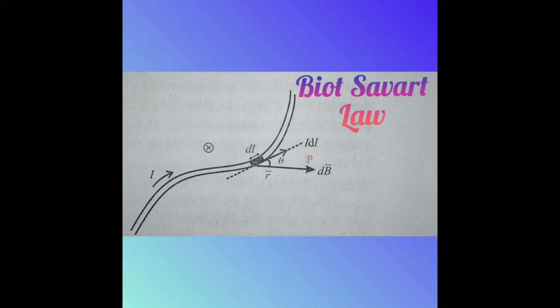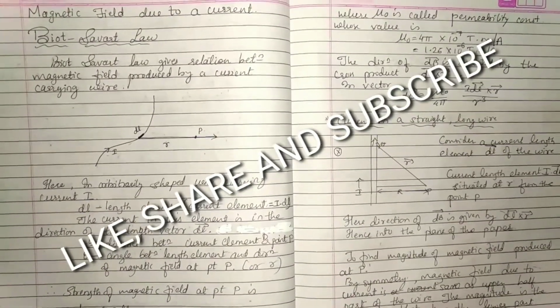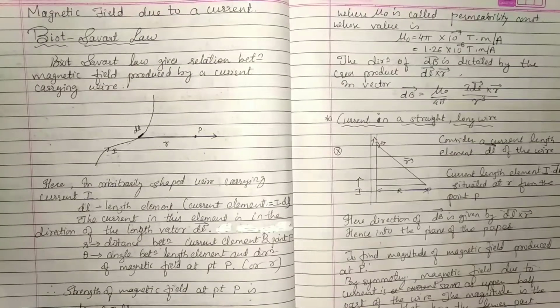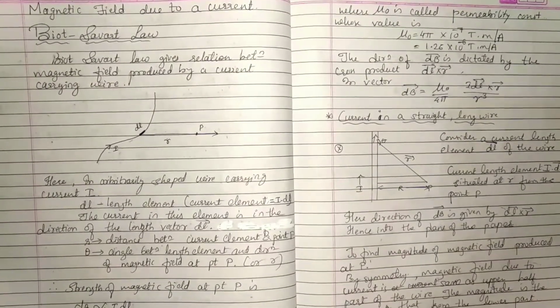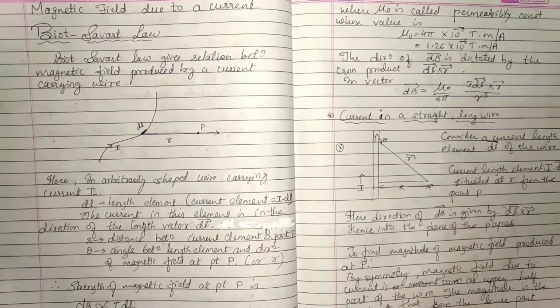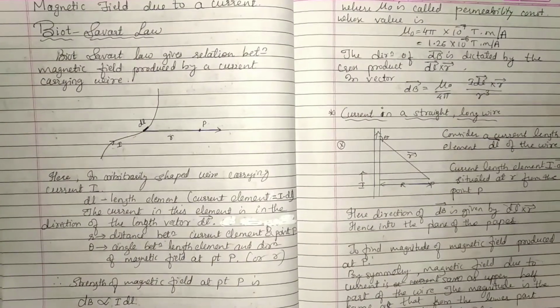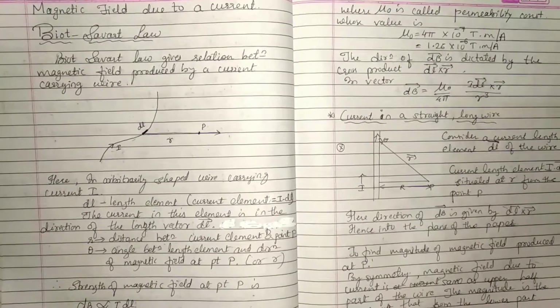Biot-Savart law. Magnetic field due to a current. As we have studied in the previous section, the test point charge, when it is kept in a magnetic field, if it is stationary, it will not experience any force. But when it's moving with some certain velocity, definitely it will experience some force.